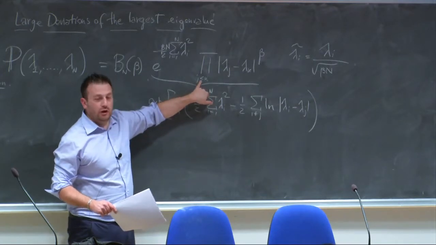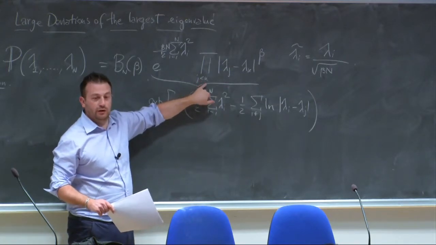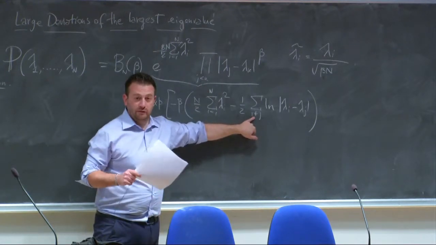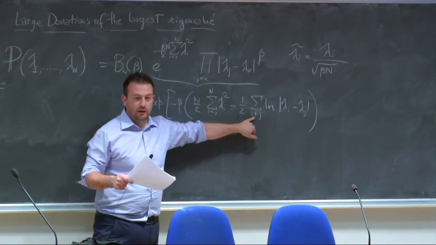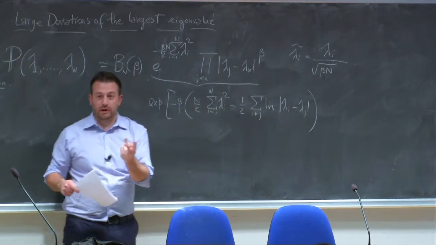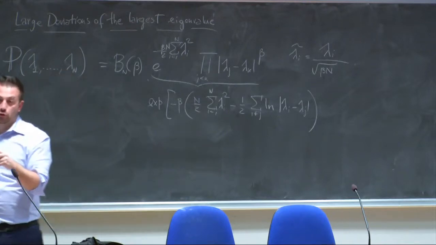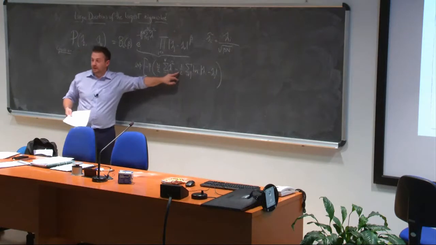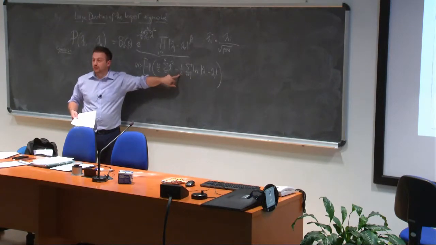So here we have a product for j smaller than k. And here I'm taking the summation over all pairs, i different from j. And so I'm double counting pairs. So lambda 1 minus lambda 2 and lambda 2 minus lambda 1, this double counting should be discounted by taking the factor of 1 half. Okay?